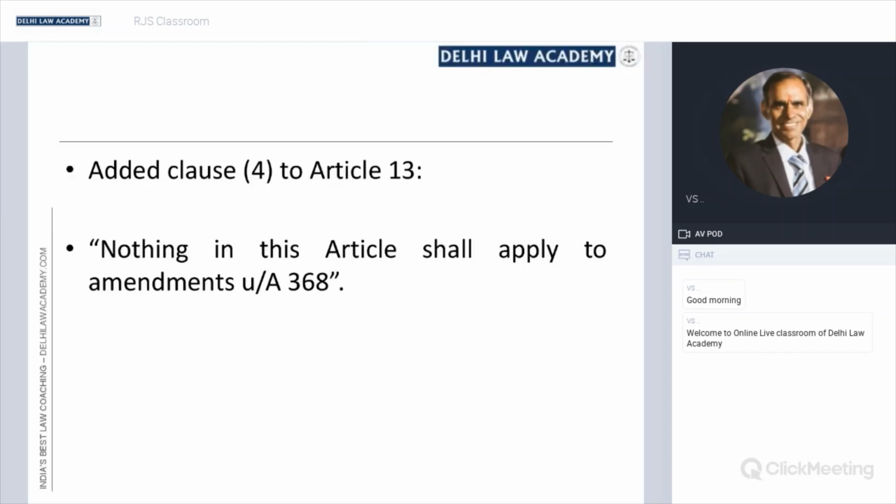And a corresponding change was also made in Article 13 by way of addition of a new clause, number 4, which said that nothing in this article shall apply to amendments under Article 368. Both are saying the same thing, and this is what the Parliament provided, thereby empowering itself to amend any of the fundamental rights while acting under Article 368. Mind it, it is not when it is acting as a legislative body, this power is available only when it is acting as a constituent body and exercising its constituent power.